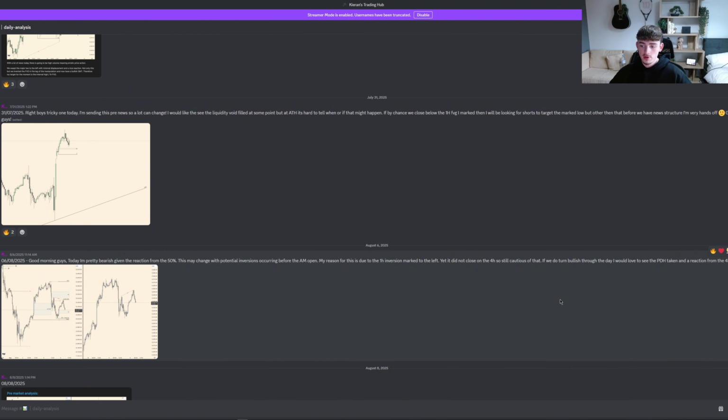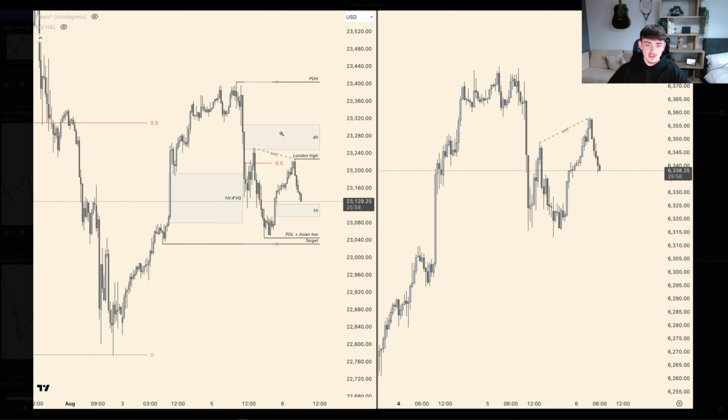If we do turn bullish though through the day, I would love to see the previous day high taken and a reaction from the 4-hour fair value gap. Respecting this 4-hour fair value gap, we came into the 0.5, so the half point of this range. We also had an SMT with this 4-hour fair value gap, and what else did we have? We have an inverse of the 1-hour fair value gap, okay? So I was looking to target the previous day low, the Asian low, which is the Asian session low. And this was the IFVG on the 1-hour target, okay? So this is how I form my daily bias.